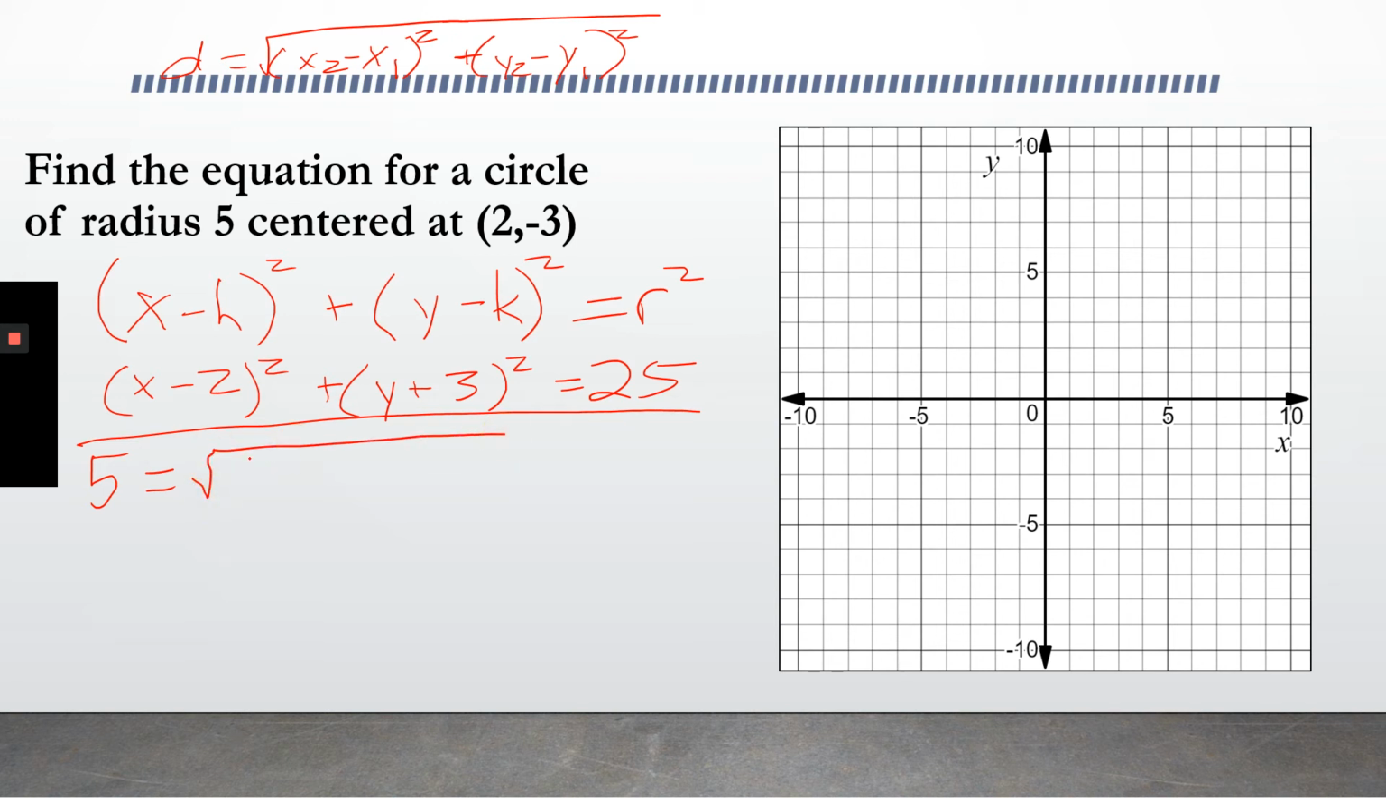That equals the square root of (x, some point on the circle, minus 2) quantity squared, plus (y, some point on the circle, minus negative 3, which is plus 3) quantity squared. And if we square each side, 5 squared is 25, and the square root of this squared is just this: 25 equals (x - 2)^2 + (y + 3)^2.